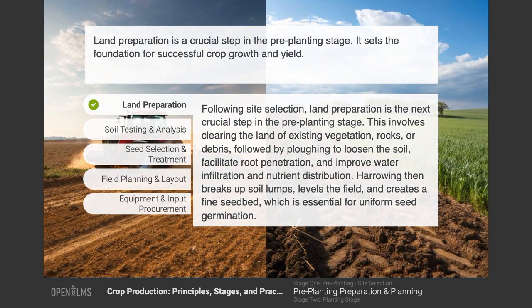Land preparation is a crucial step in the pre-planting stage. It sets the foundation for successful crop growth and yield.